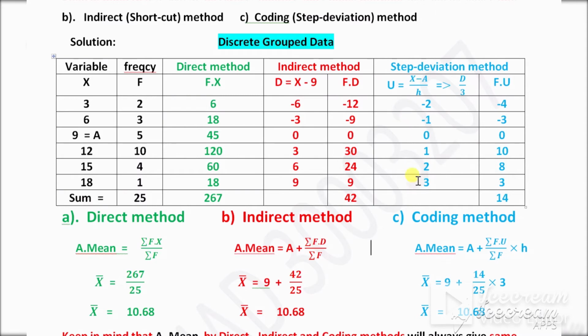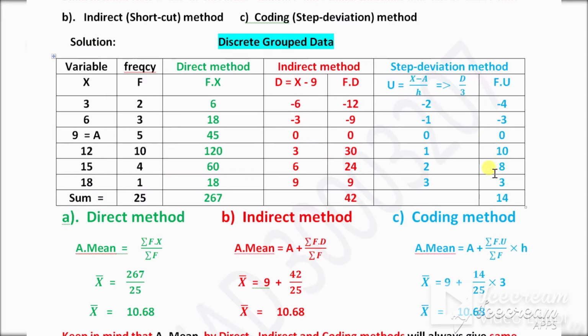Now this is u. Further we need one more column. Why? Because for the formula we need fu. So this u now multiply with f. So minus 2 multiply with 2 is minus 4. Minus 1 multiply with 3 is minus 3. 0 multiply with any number is 0. 1 multiply 10 is 10. 2 multiply 4 is 8. 3 multiply 1 is 3. Now this is the fu column.